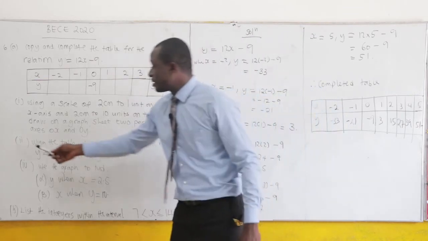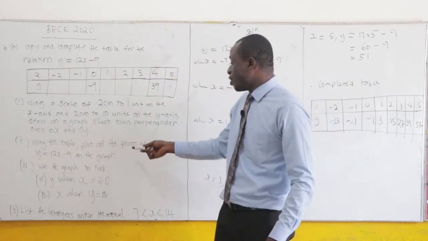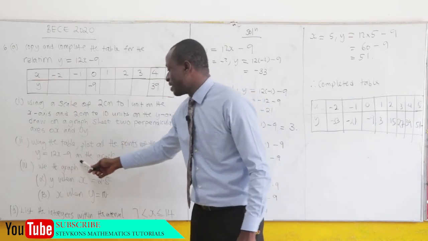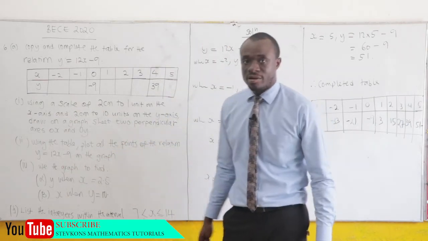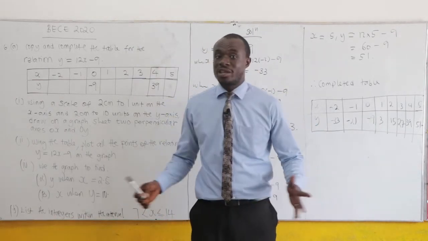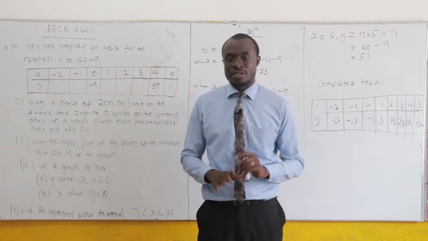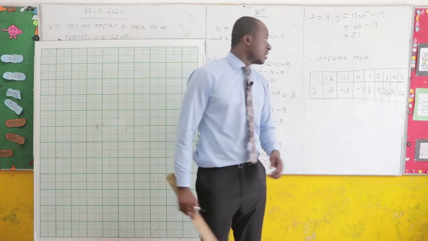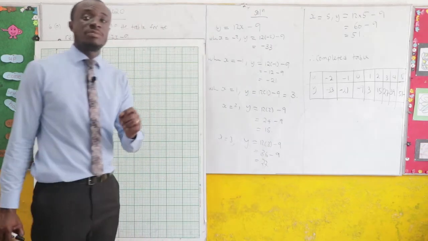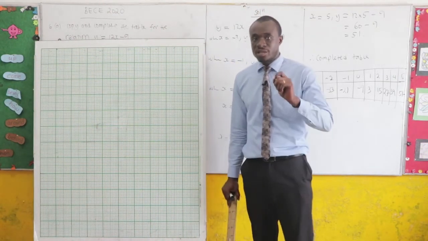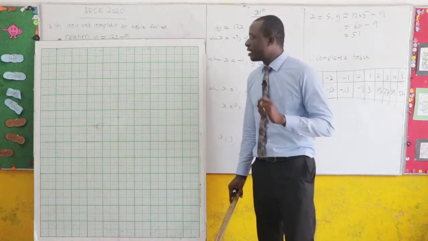And then the second one says using the table, plot all the points of the relation y equals 12x minus 9 on the graph. So that is what we are going to do. Now take your graph books. I'm also going to take my graph board so that we look at it. It is so easy. Now this is my graph board. Now let's see. It is saying that 2 centimeters to 1 unit on the x-axis and 2 centimeters to 10 units on the y-axis.